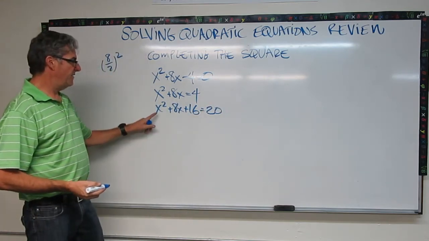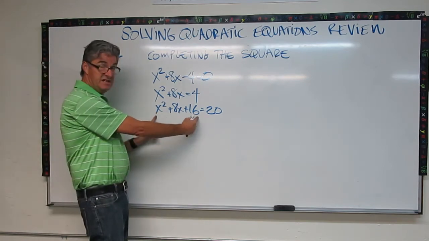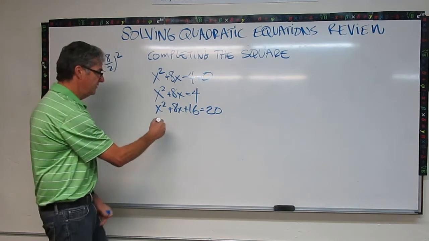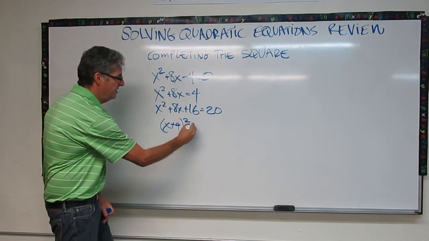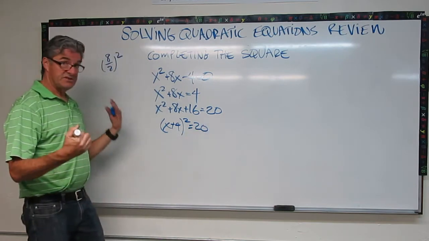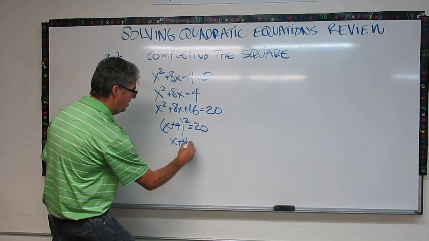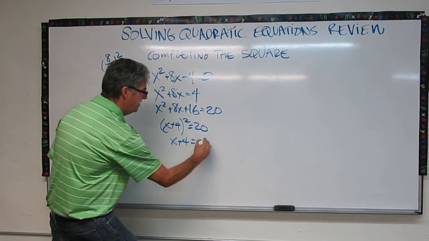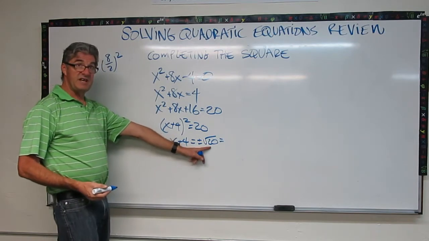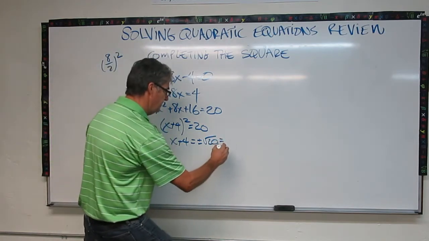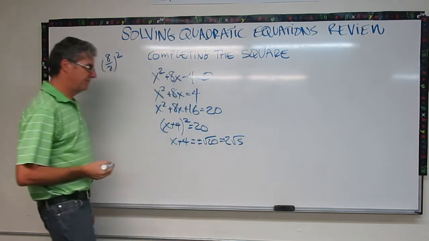Okay, so now I have x squared plus 8x plus 16 equals 20. This thing is now a perfect square, so it's going to factor down to (x plus 4) squared equals 20. I take the square root of each side. x plus 4 equals plus or minus root 20. And if you remember your roots, this one simplifies down to 2 root 5 with its plus or minus.